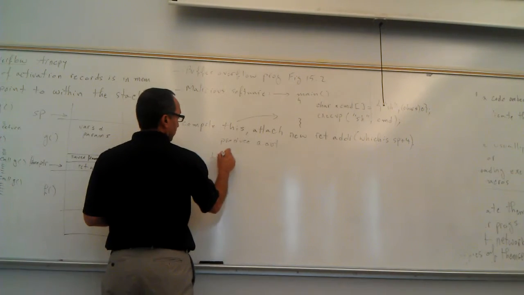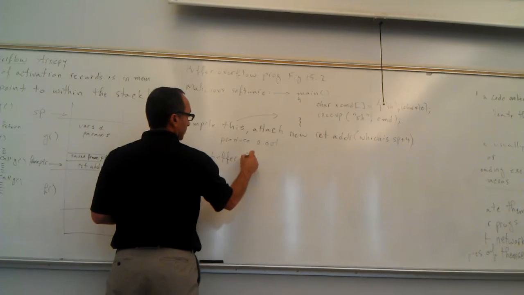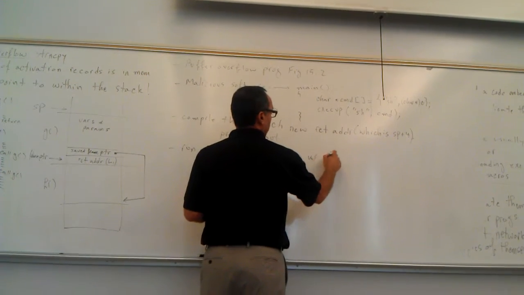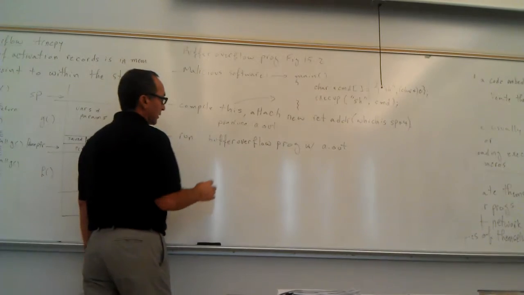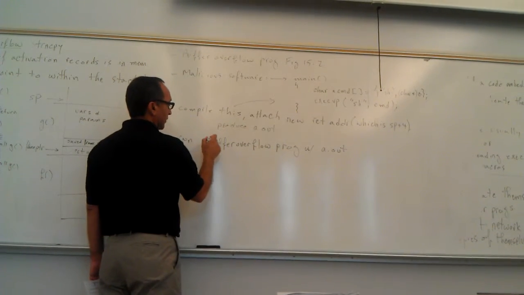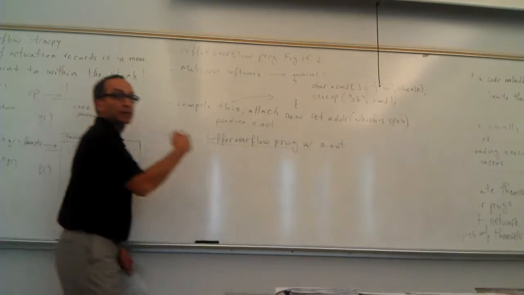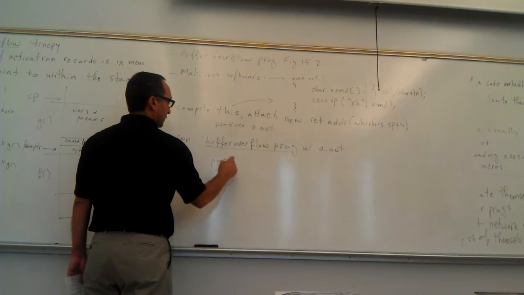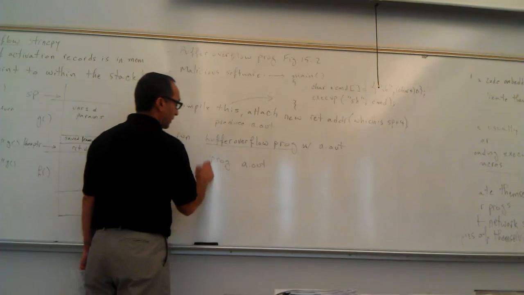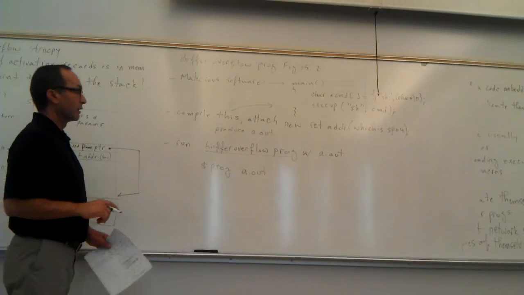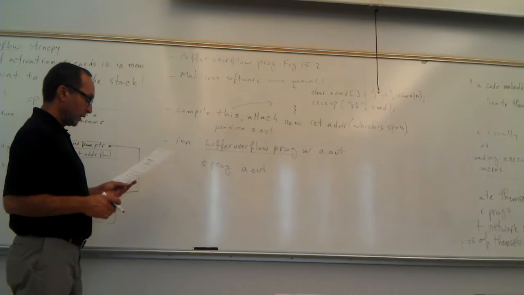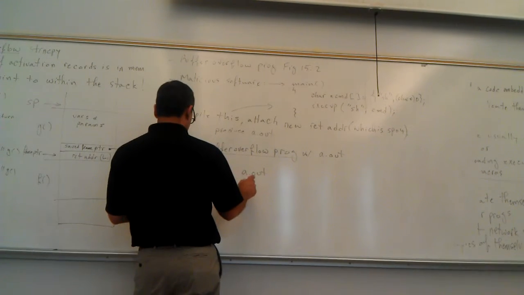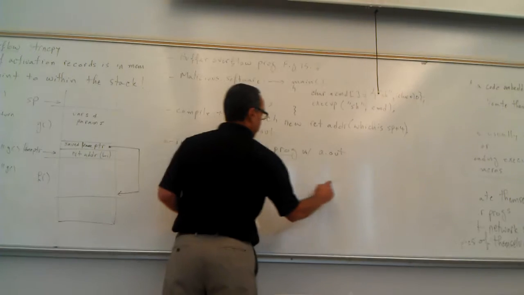Run buffer overflow program with a.out. So this buffer overflow program is the one that we looked at, right? With the string copy. So prog a.out, like that. You run it like that. So what happens is, if you want to look at this, you have something along these lines.